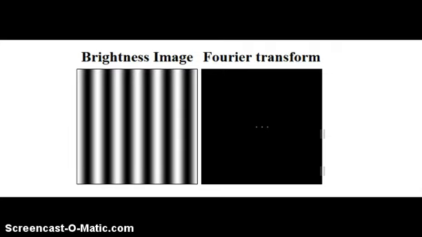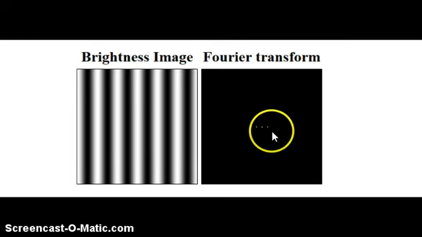So here's an example of an image, a brightness image to the left here, and it shows a sinusoidal brightness image, and to the right is its two-dimensional Fourier transform, presented here also as a brightness image. Every pixel of the Fourier image is a spatial frequency value. The magnitude of the value is encoded by the brightness of the pixel.